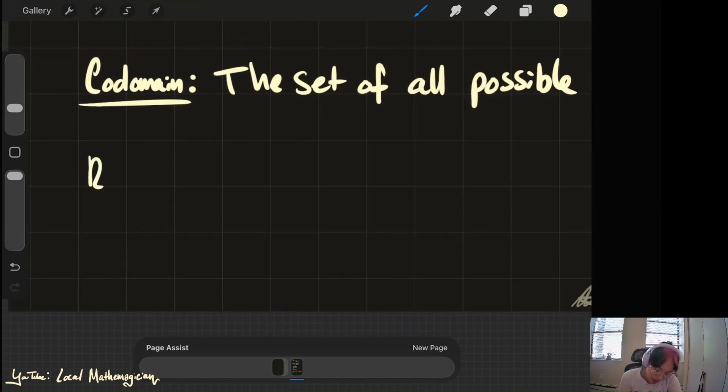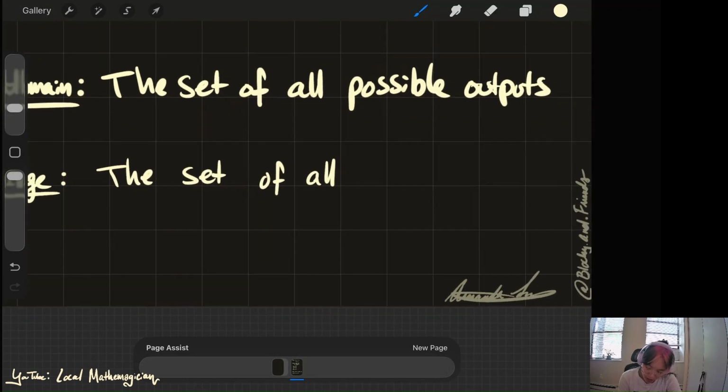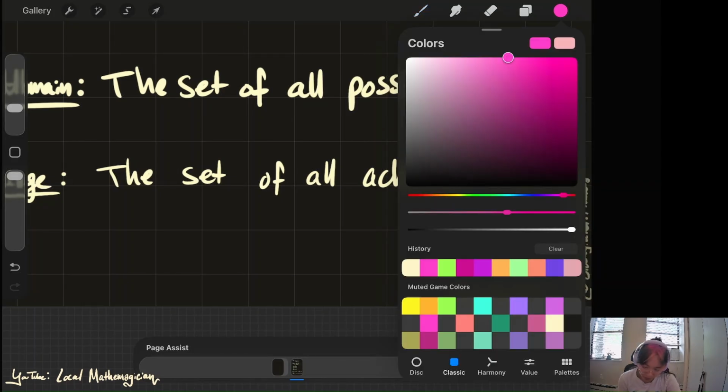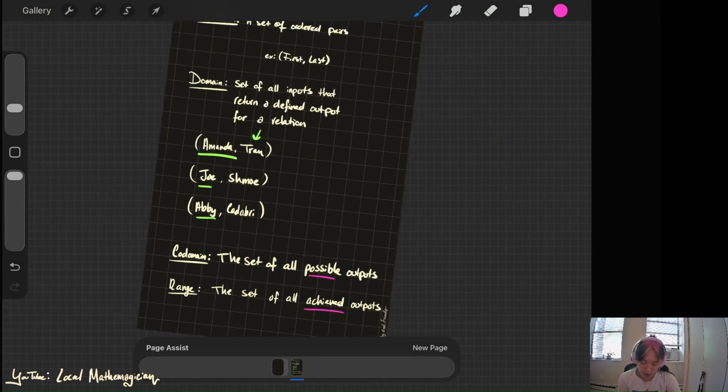Because you have a second concept called your range, which is the set of all achieved outputs. If you notice the difference, right? Codomain is a set of possible, range is the set of all achieved. Okay? Let's do an example.